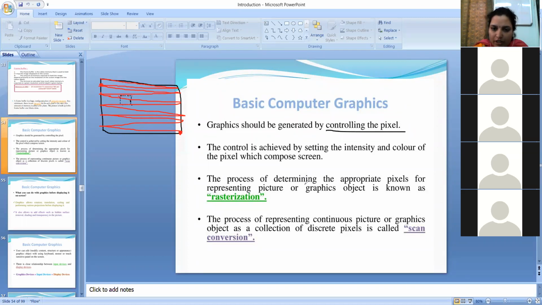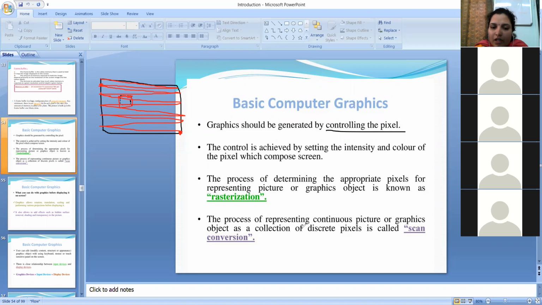So the process of determining appropriate pixels for representing the picture is called rasterization. So I'm going to determine these pixels because I want to print them onto the screen, a small square.